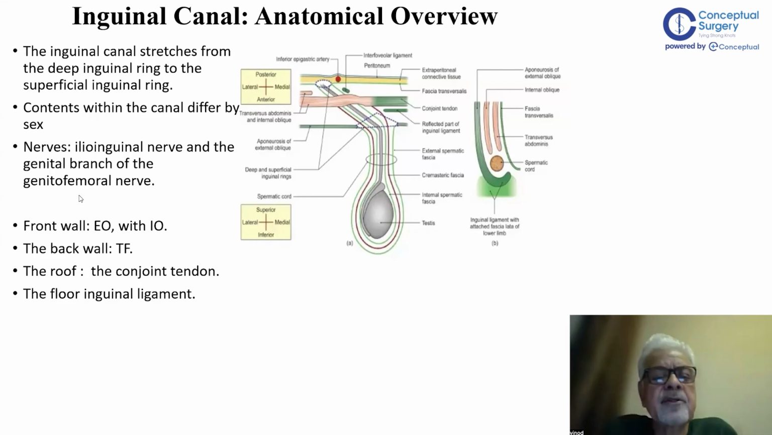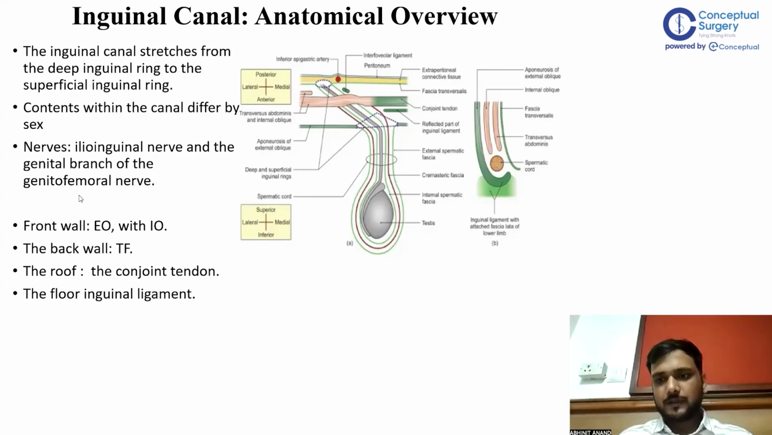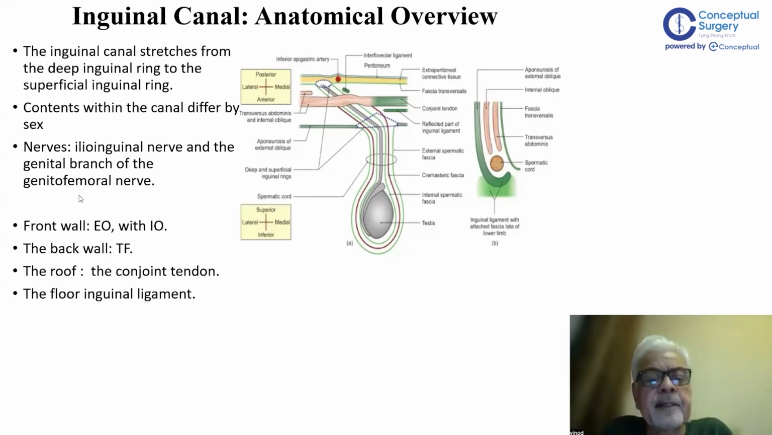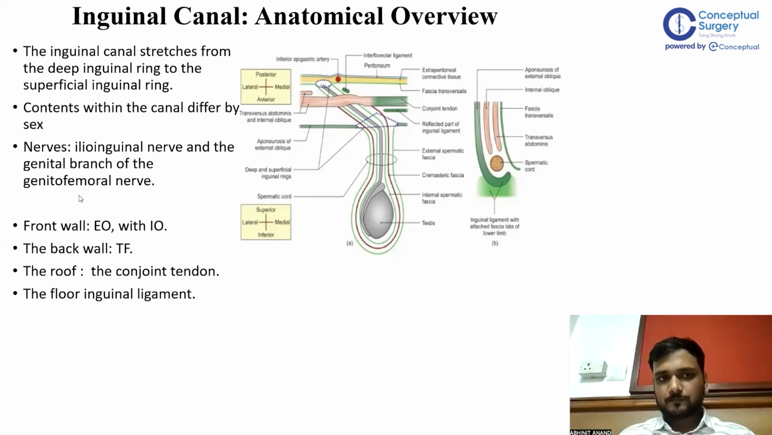The roof is the arching fibers of the internal oblique and the transversus abdominis muscle. And the floor is formed by the inguinal ligament, and a part of it is also contributed medially by the lacunar ligament. So this is a very important thing that you should always remember: what forms the various boundaries of the inguinal canal.